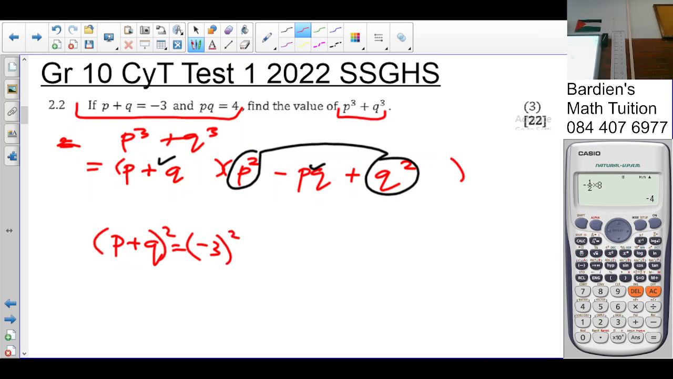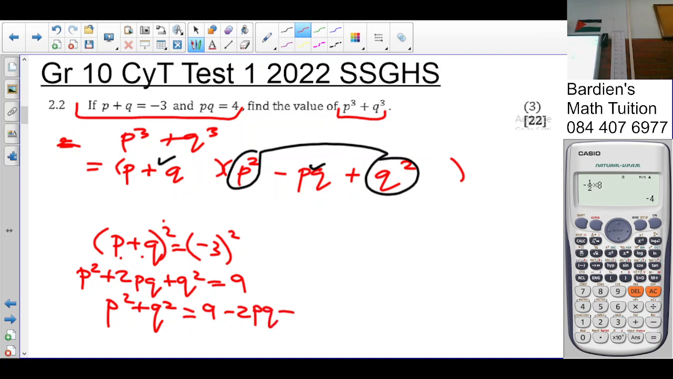But anyway, you say P plus Q equals negative 3. So, how do I get P squared and Q squared? By squaring both sides. Not so? So what is P plus Q squared? Binomial squared. It's going to be P squared plus 2PQ plus Q squared equals 9. But P squared plus Q squared is equal to 9 minus 2PQ.